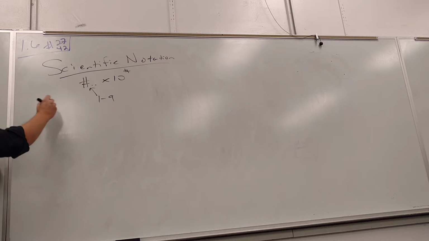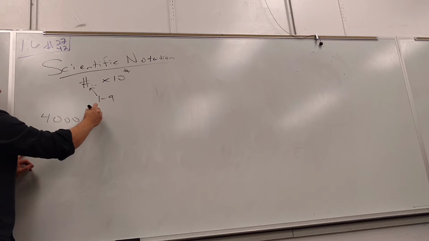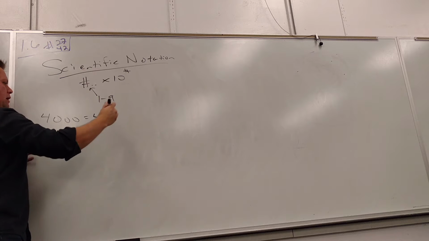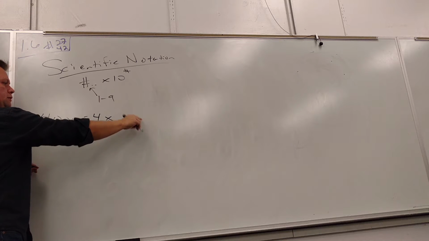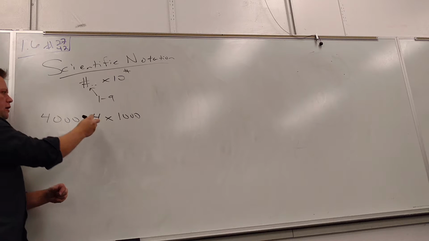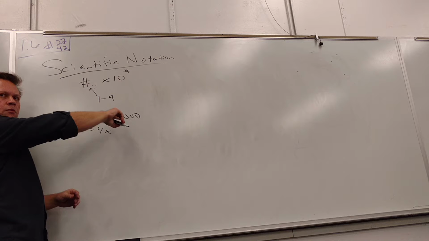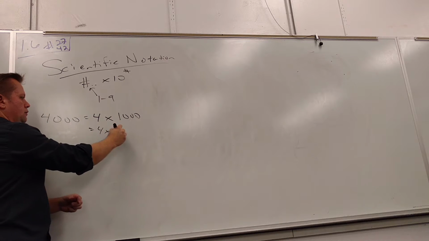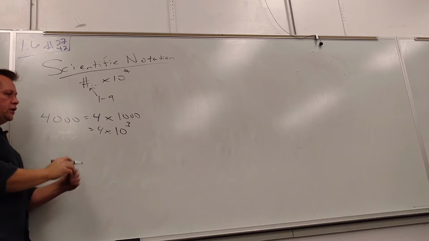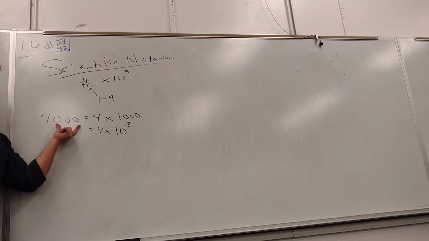So what do I mean by that? Let's build up to this. Let's say I have 4,000. How do I write that in expanded form? This would be 4 times what? 1,000, right? And of course, 1,000 is how many 10s multiplied? 3. So really, that's all scientific notation is. It's a problem that will work back out to be the number.